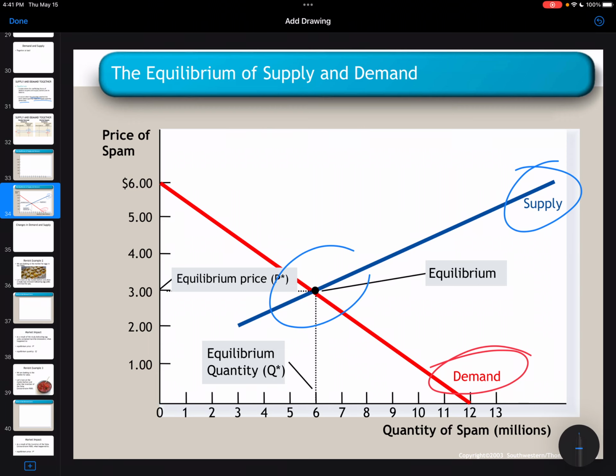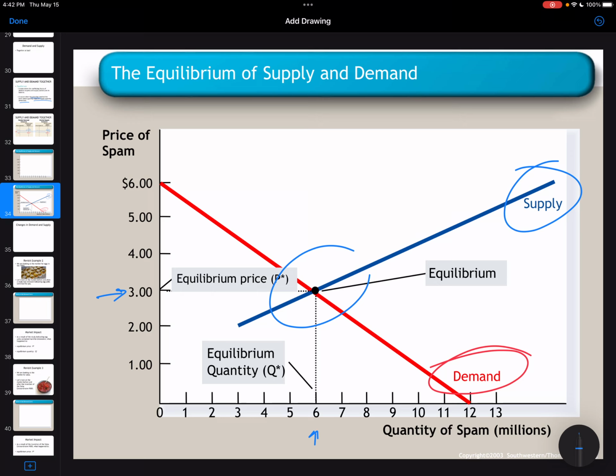Notice that, given that I graphed this precisely with a computer, it occurs at a price of 3 and a quantity of 6. So the graph matches the data, and that's what we're getting at when we talk about equilibrium. When buyers and sellers interact in a market, they move towards equilibrium naturally.